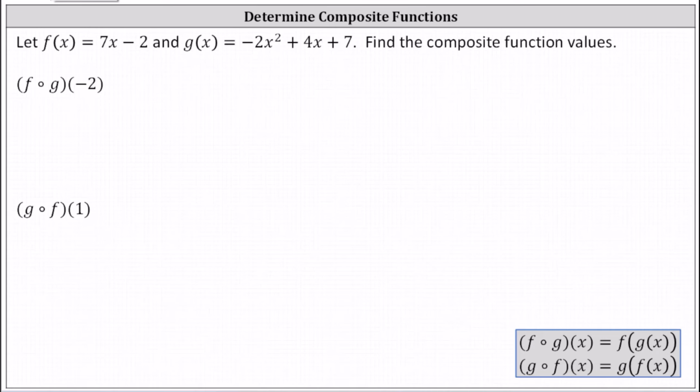Let f of x equal 7x minus 2 and g of x equal negative 2x squared plus 4x plus 7. Find the composite function values. First we have f of g of negative 2.